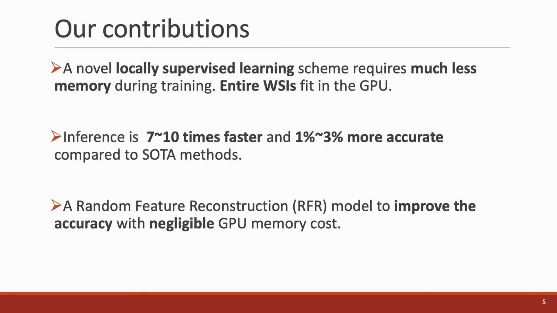We propose a novel locally supervised learning scheme that requires much less memory during training. In this way, entire whole slide images fit into the GPU. During inference, our framework is super fast because we avoid tiling. At the same time, we also outperform prior methods because we are able to use fine-tuned features. We also propose a random feature reconstruction model to improve the accuracy with negligible GPU memory cost.